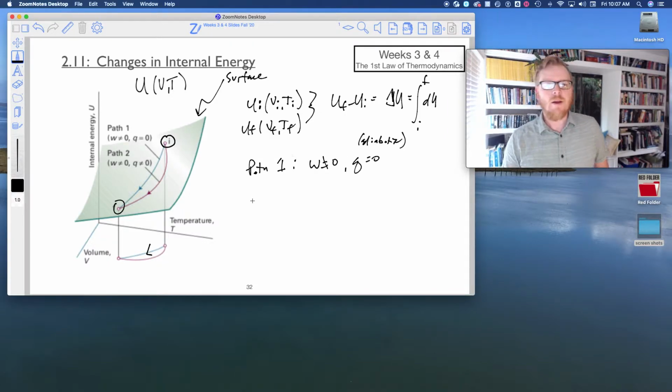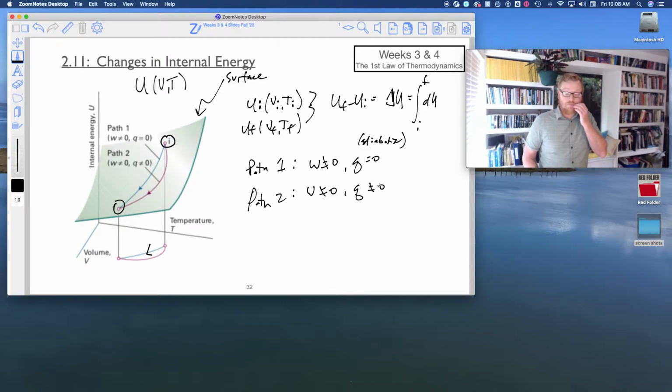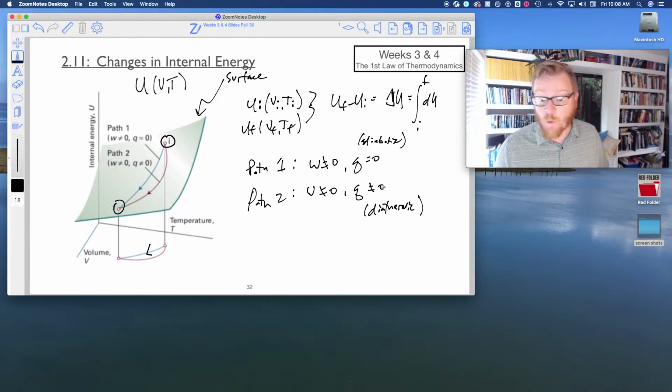Okay? But now what about path 2? In path 2, work is non-zero, and the heat is also non-zero. So that means this would have to be in some type of diathermic container. And so path 2 could correspond to, well, it can't be free expansion because the work is non-zero. So this would have to be reversible work, but non-adiabatic reversible work.